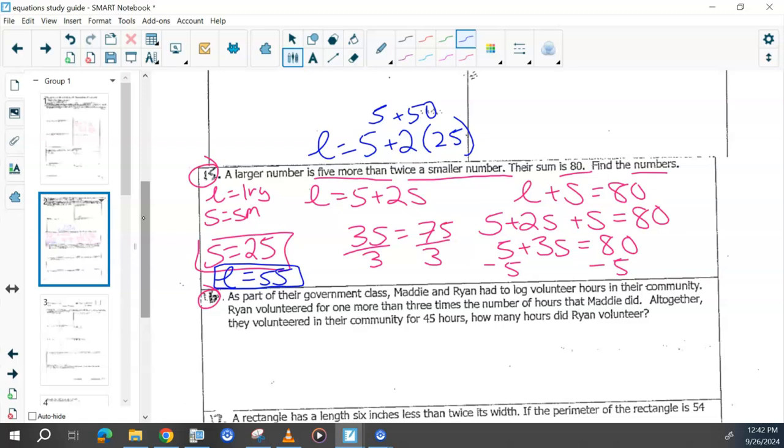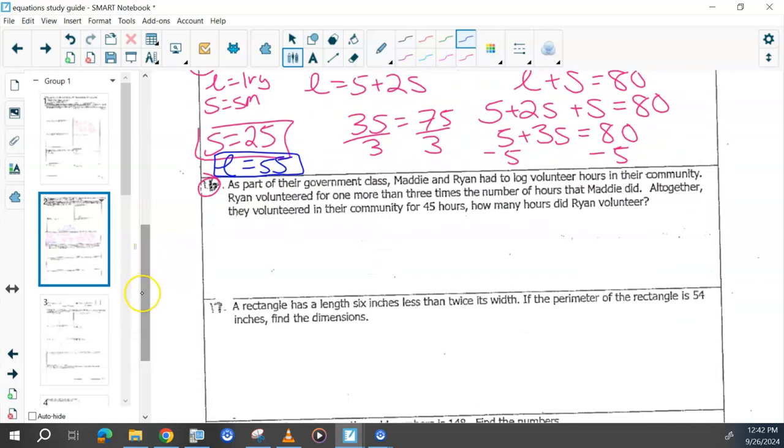Okay, on to the second one. As part of their government class, Maddie and Ryan had to log volunteer hours in their community. Ryan volunteered for one more than 3 times the number of hours that Maddie did. Altogether, they volunteered in the community for 45 hours. How many hours did Ryan volunteer for? So, we're going to set up something similar, but we're only looking for Ryan's number, not Maddie's number.